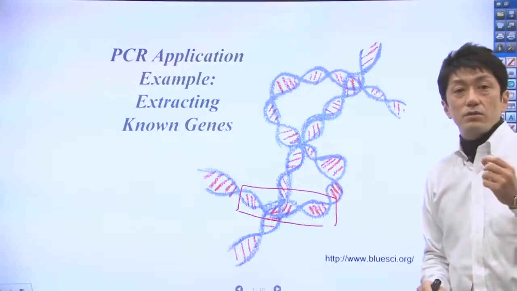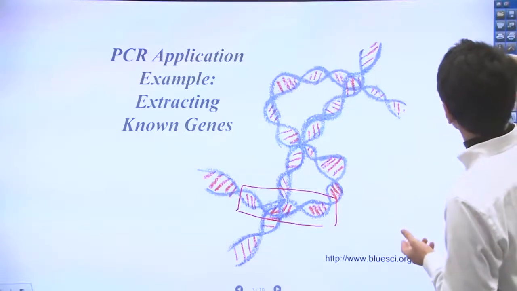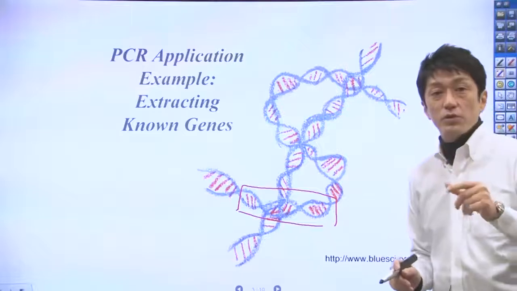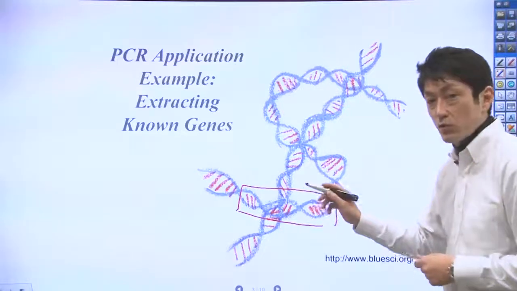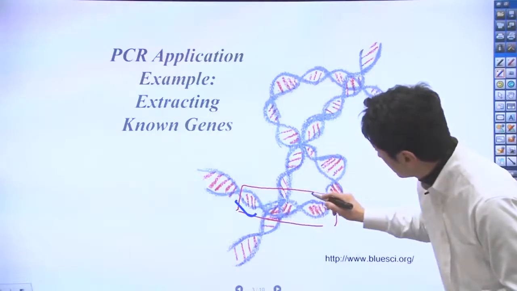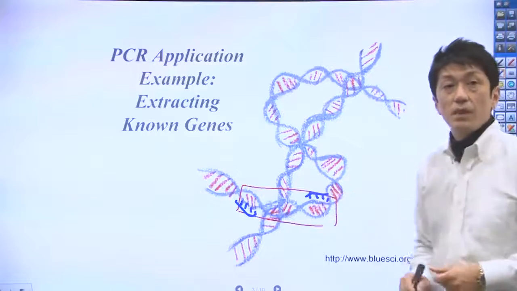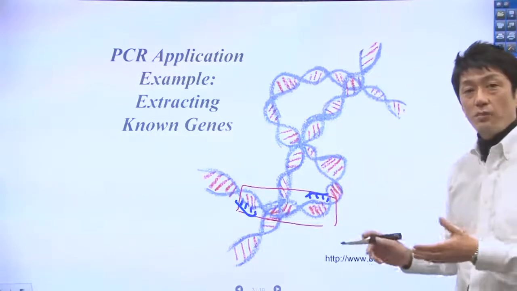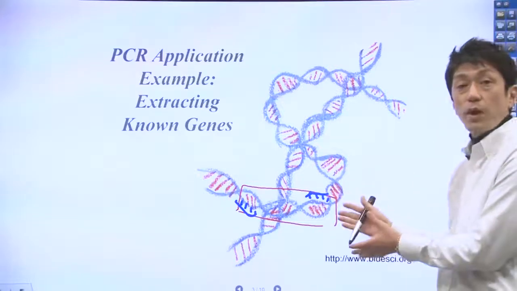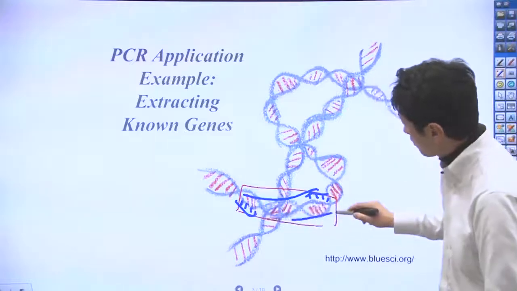Then you can first synthesize the short DNA primers. Short DNA primers that correspond to the terminal ends of the DNA you want. Here and here. Then you perform PCR to amplify the gene so that you obtain a large quantity of this part of DNA from the sample. You can PCR this part out.